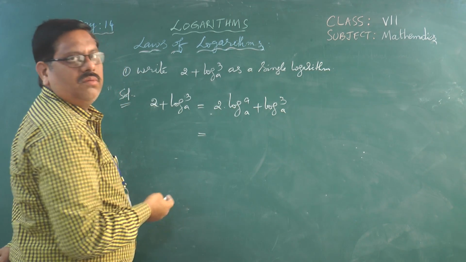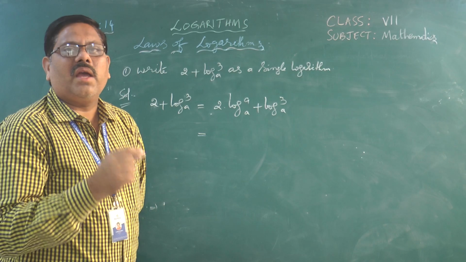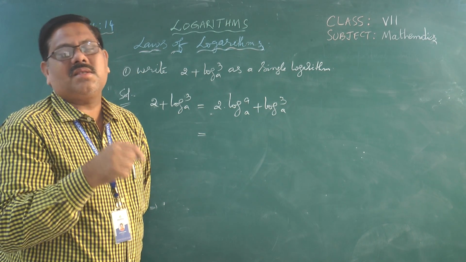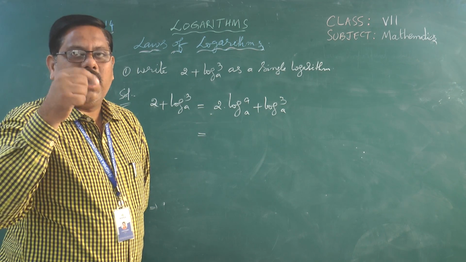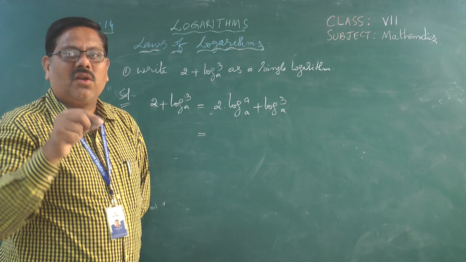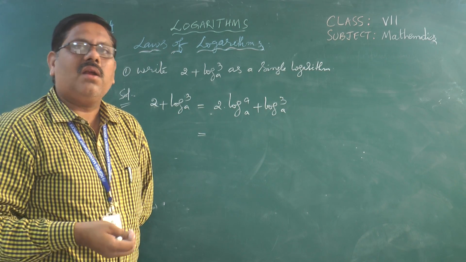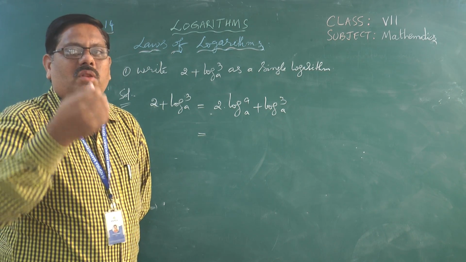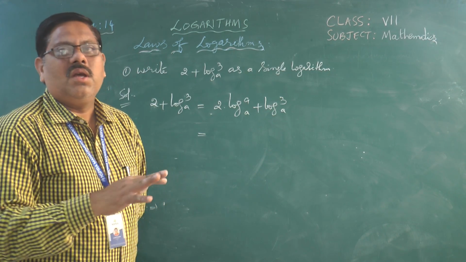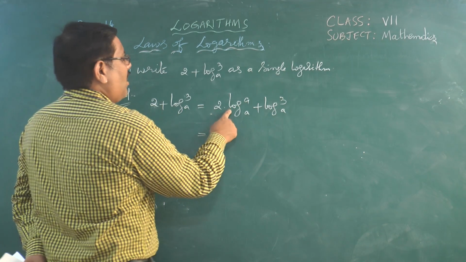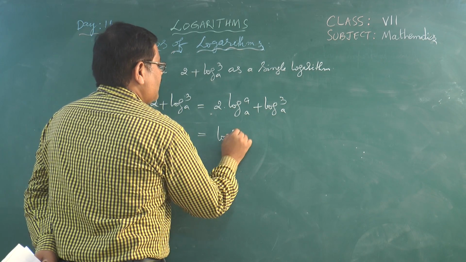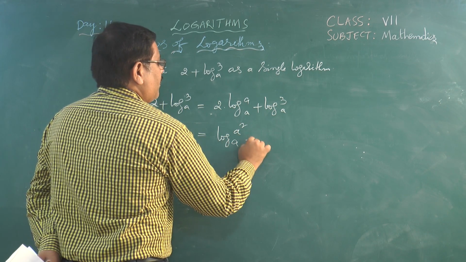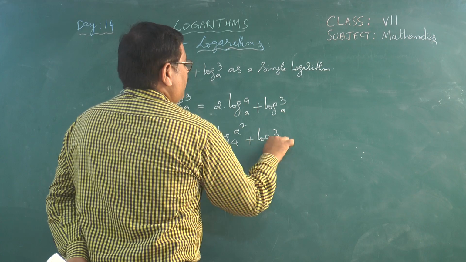to the power position, because of the power rule. I have m log a to the base b is equal to log a power m to the base b, whatever. So we have 2 log a to the base a, I can write it as log a square to the base a plus log 3 to the base a.